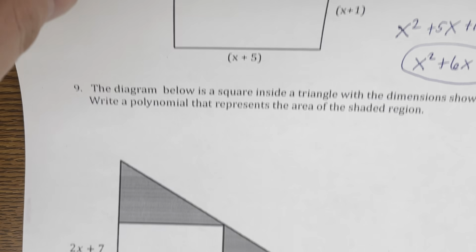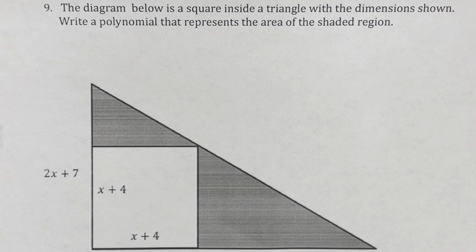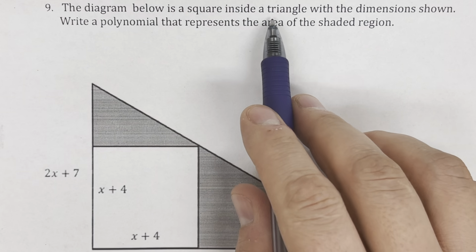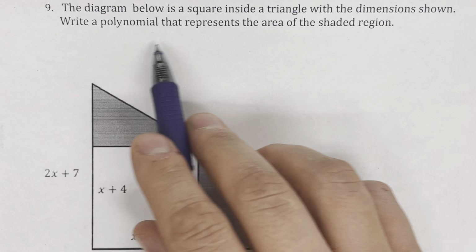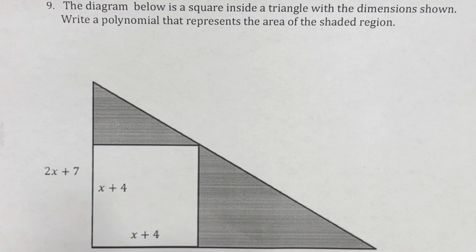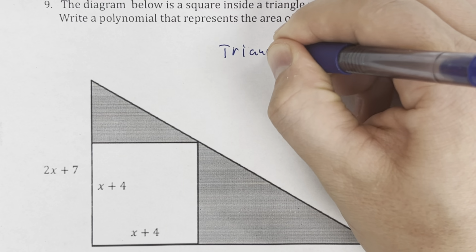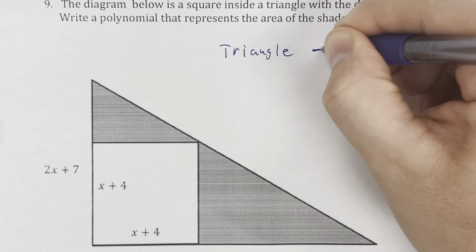All right, this next one's pretty tough. Not gonna lie, I don't think you'll see one quite this hard on the homework. The diagram below has a square inside of a triangle with the dimensions shown. Write the polynomial that represents the area of the shaded region. So for me to find the area of the shaded region, I need to find the area of the triangle minus the area of the square. So I have to take triangle minus square.